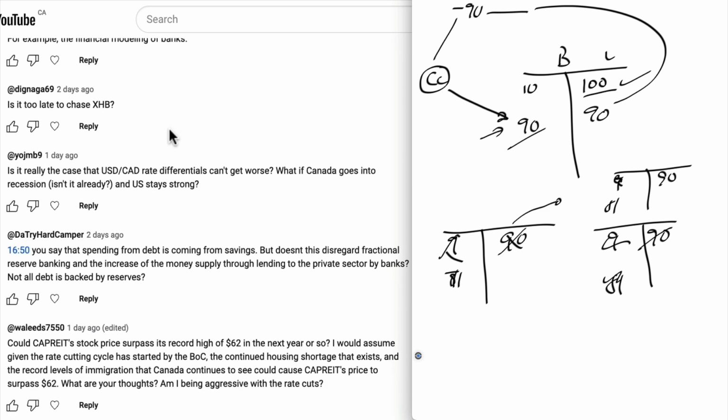Too late to chase XHB. The thing is, you say, no, it's fine, and it takes a dump. You say, yeah, it's too late, and it goes up. I would say you got to make that assessment. We live in a probabilistic world. It could go up, it could go down.